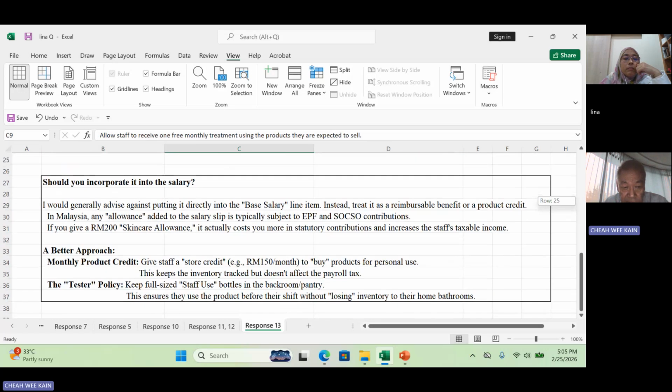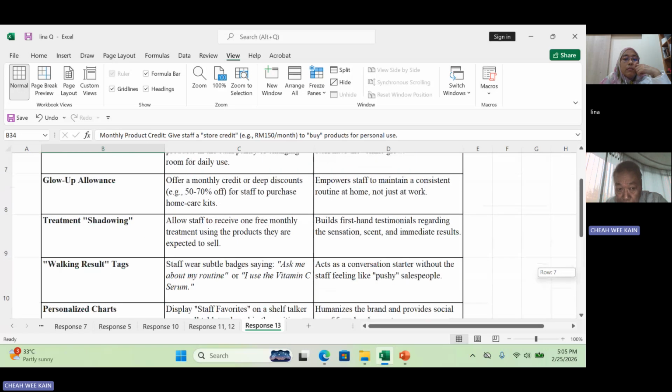You can give up to how much, it's up to you. Example, monthly product credit. If the income tax people do come, you will say this store credit is for the employee to know their products. If not, they cannot sell. That's all. It's part of the expense of running a business. It's not income for the employee. This store credit is part of the expenses to run the business.